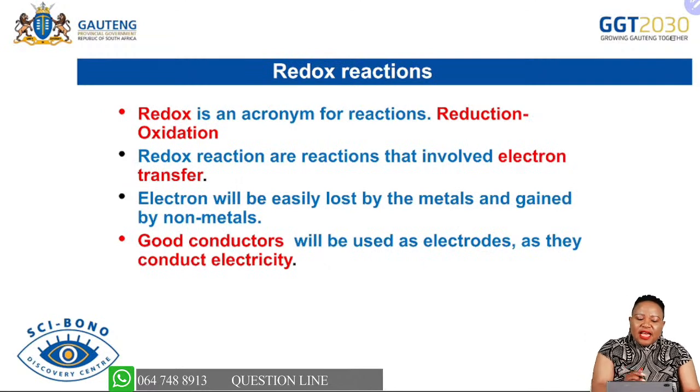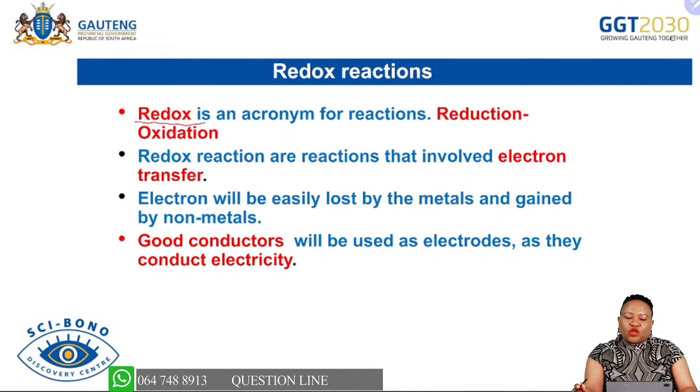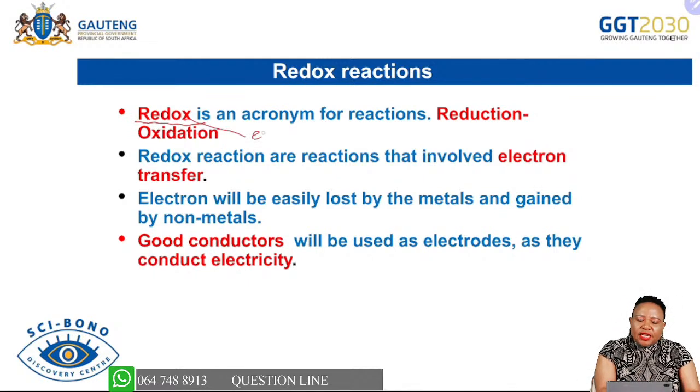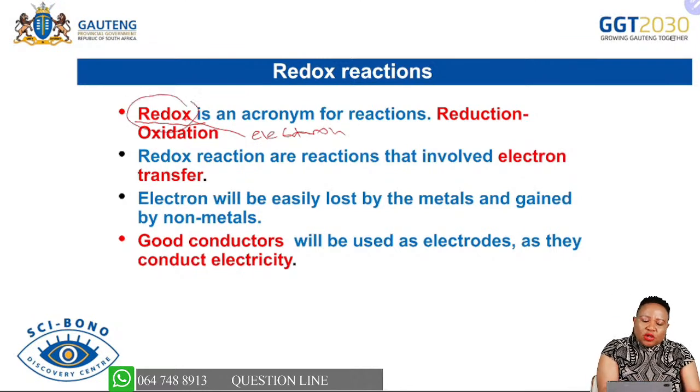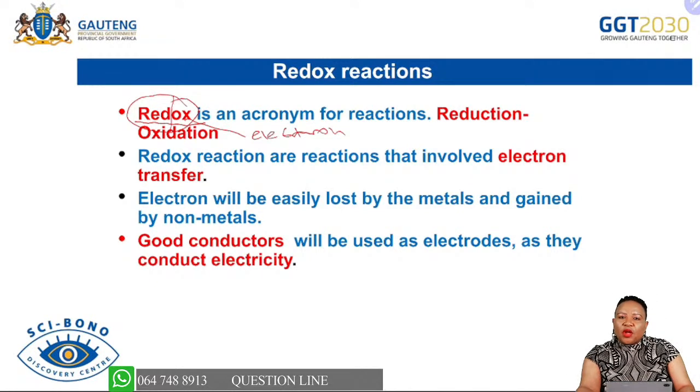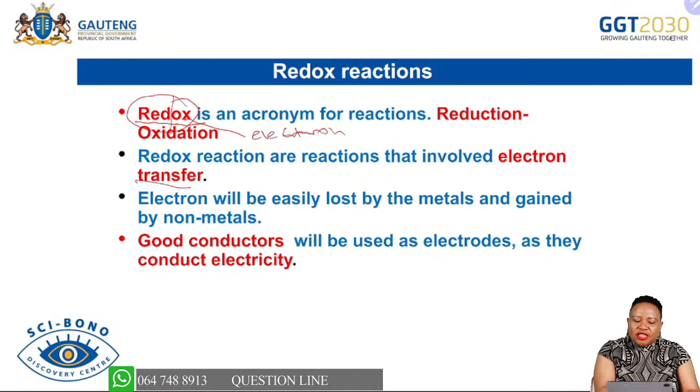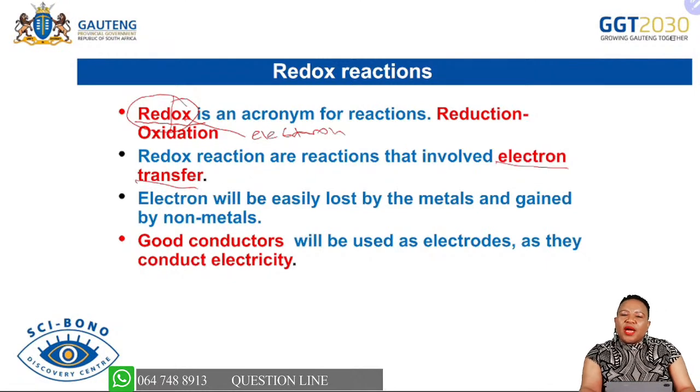Remember, galvanic cells and also electrolytic cells deal with redox, meaning electron transfer. So redox means electron transfer because it involves both oxidation and reduction reactions. When you look at the word redox, it's an acronym for two words: red for reduction and ox for oxidation. Now we need to know that it is everything to do with what? With electron transfer. I think by now we understand that when we say transfer, we mean movement in both directions.